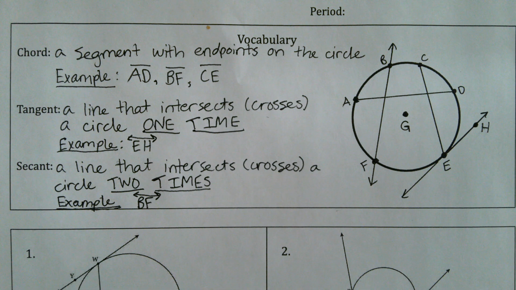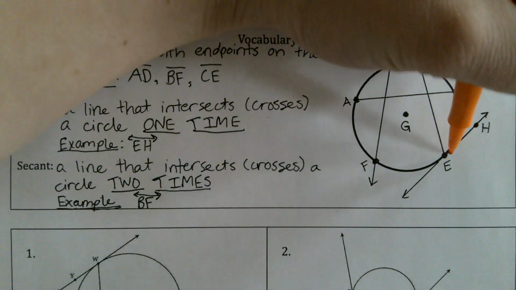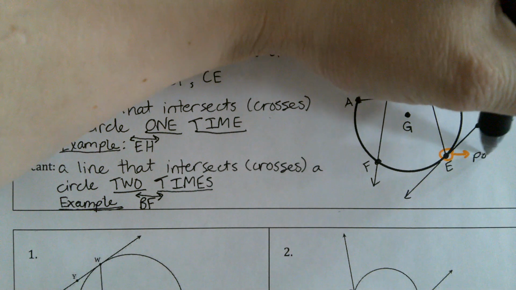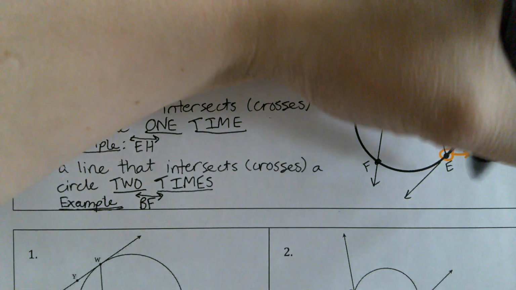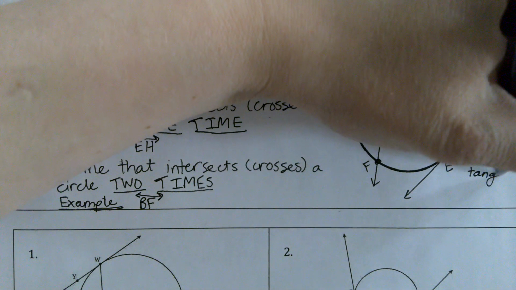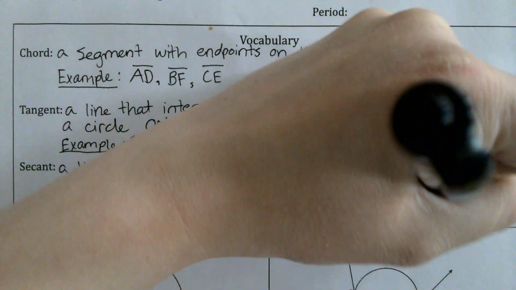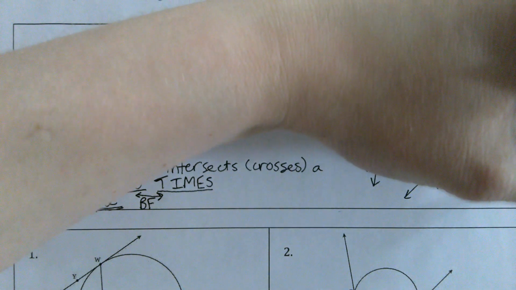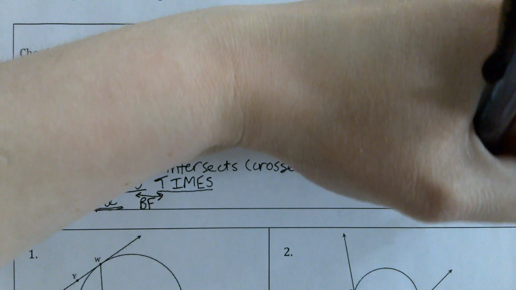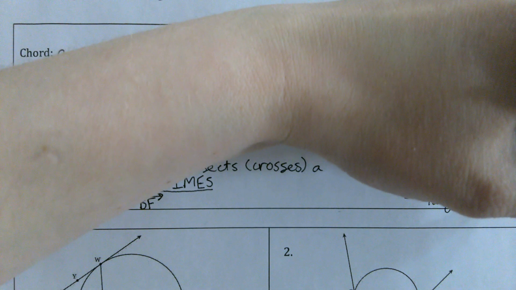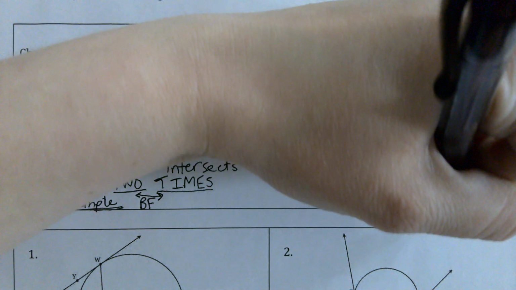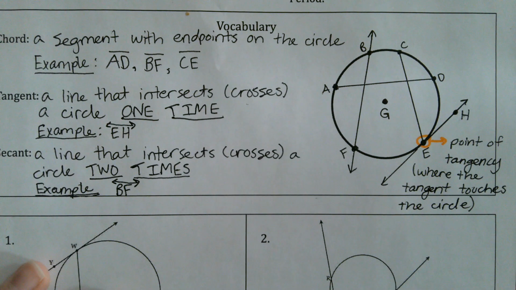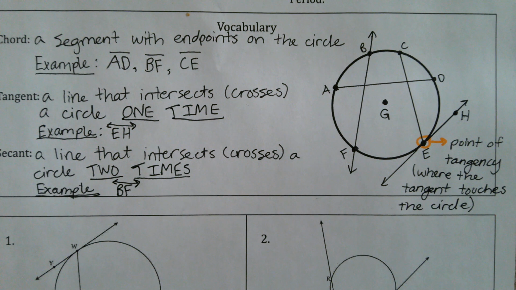One more term here to mention, and that is at point E. This actually has its own name. It is called a point of tangency. This definition is pretty intuitive. It's just what it sounds like. It is where the tangent touches the circle. Alrighty, those are our definitions.